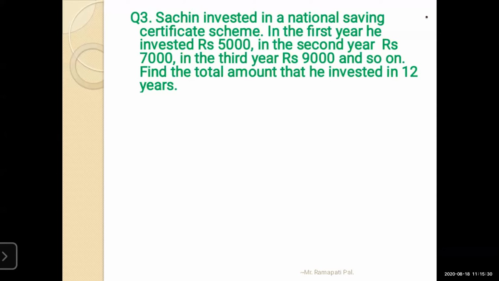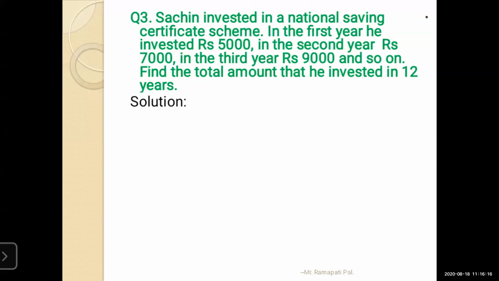Correct? So, before learning financial planning and how to invest, it is taught in the third chapter itself. Now, Sachin wants to invest. So Sachin invested in a national savings certificate scheme. In the first year, he invested rupees 5,000. In the second year, 7,000. In the third year, 9,000. Means the investment goes on increasing and so on. Find the total amount that he invested in the 12th year. Let's see how we are going to solve.